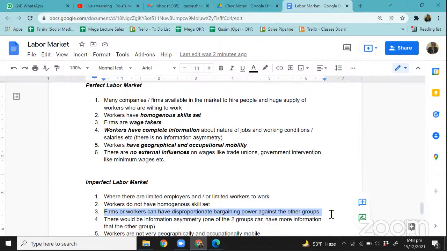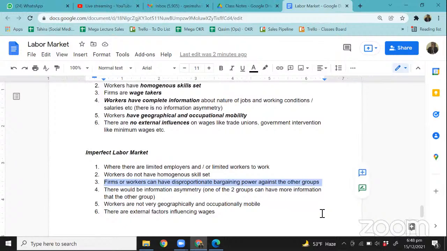We know what a trade union is. And in today's lecture, we'll talk about how trade unions operate. So you'll get a better idea about that. Okay. There would be information asymmetry. One of the two groups can have more information compared to the other group, right? So for some reason, information is not available to everyone. Workers might not know about the vacancies that are available, and so on and so forth, right?